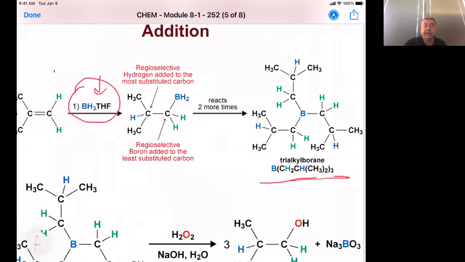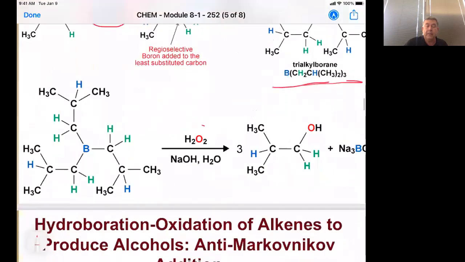However, if you want the alcohol from it, you take peroxide in basic water here, and you'll generate 3 equivalents of that alcohol from that system. Notice that this is the anti-Markovnikov alcohol. The alcohol is on the least substituted side. That is completely backwards from the acid catalyzed hydration.